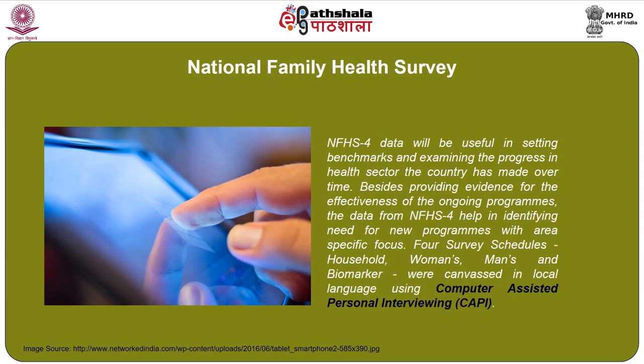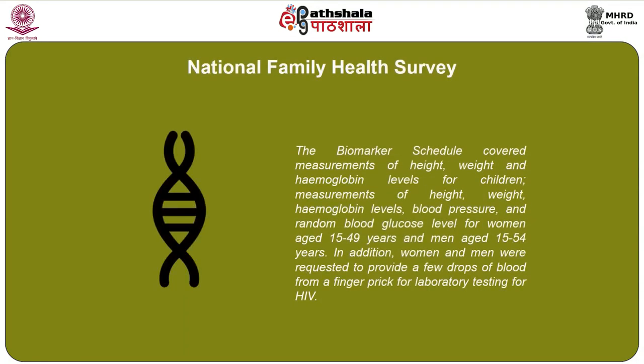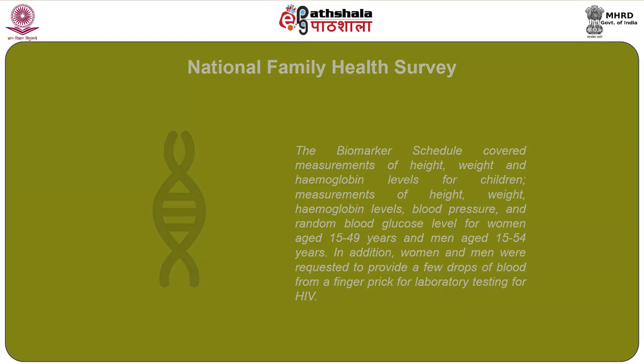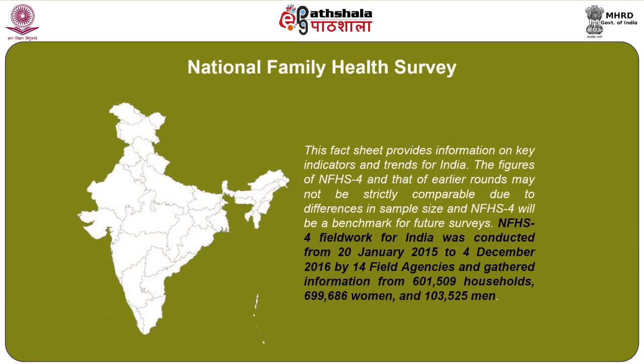The man's schedule covered the man's characteristics, marriage, his number of children, contraception, fertility preferences, nutrition, sexual behavior, attitudes towards gender roles, HIV/AIDS, etc. The biomarker schedule covered measurements of height, weight and hemoglobin levels for children, and measurements of height, weight, hemoglobin levels, blood pressure and random blood glucose levels for women aged 15 to 49 years and men aged 15 to 54 years. In addition, women and men were requested to provide a few drops of blood from a finger prick for laboratory testing for HIV. This fact sheet provides information on key indicators and trends for India.